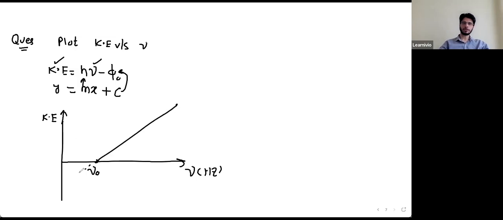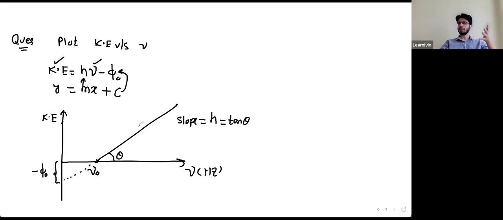If you extrapolate it, it will cut the y-axis here. And this y-intercept is nothing but your minus phi naught. And the slope of this graph is nothing but h. If the angle is theta, then the slope is tan theta, right? And h is the Planck constant.